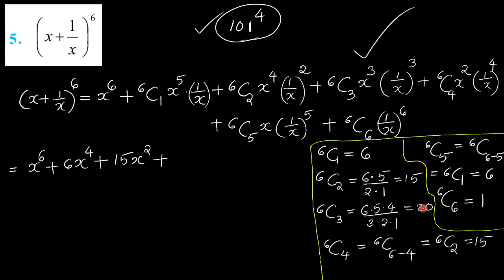20. x cube by x cube cancelled. Then 15, x square by x raised to 4, that is 1 by x square.